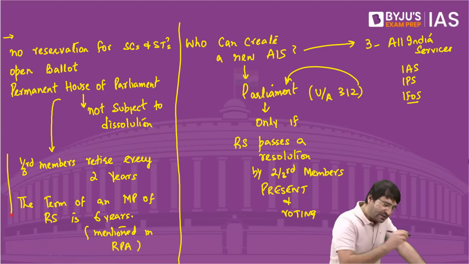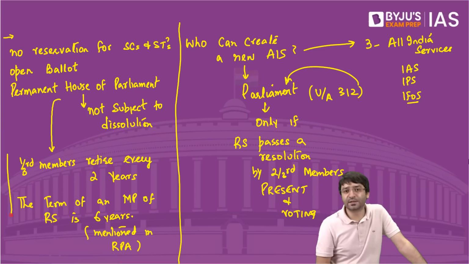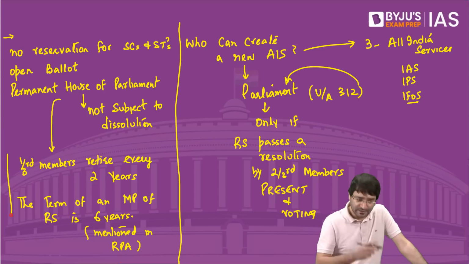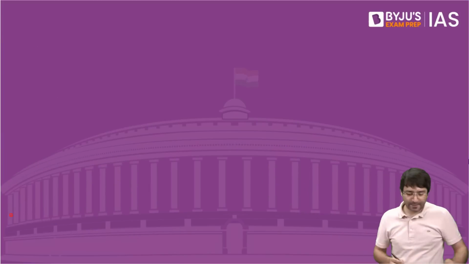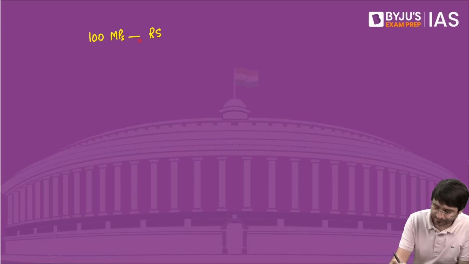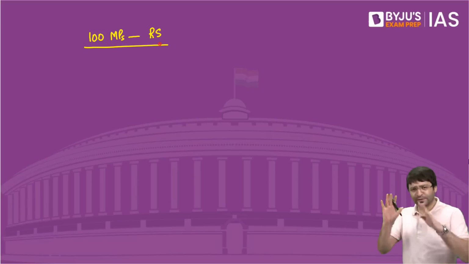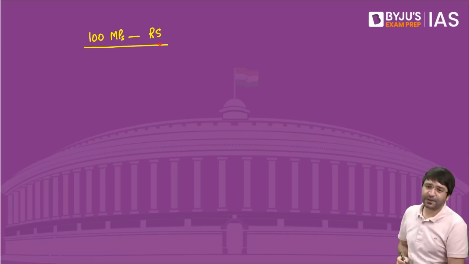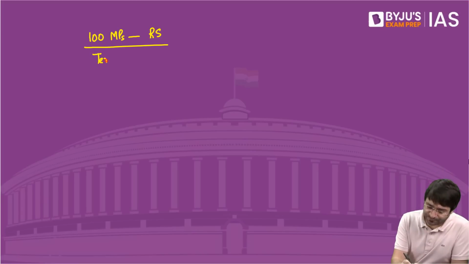Aren't both these things contradictory to each other? No. Then let's discuss. Let's assume for a while that there are 100 MPs in Rajya Sabha. What is the term of an MP of Rajya Sabha?